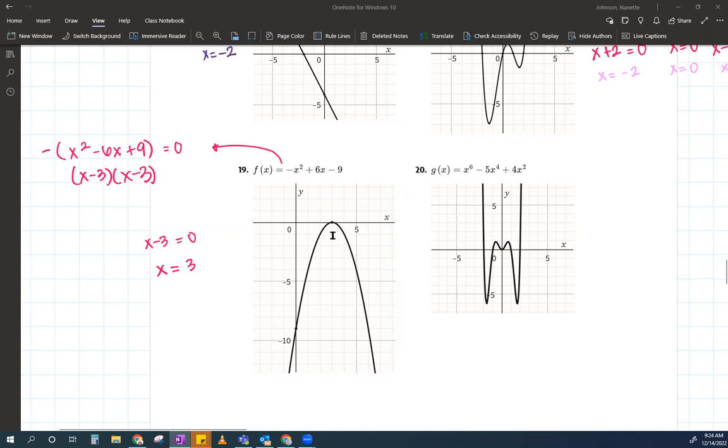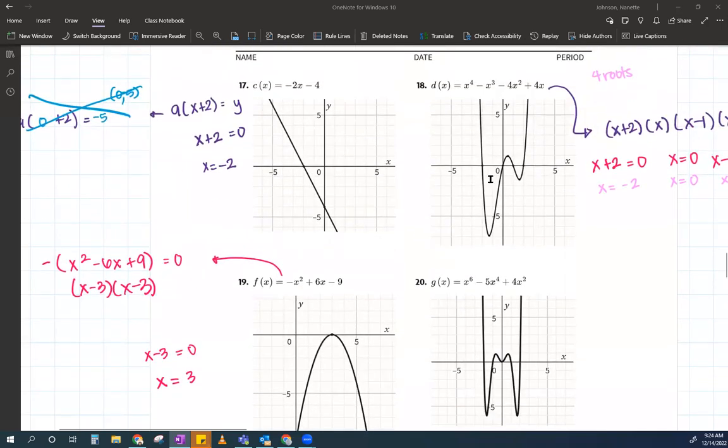Now I could tell as a mathematician that this is a double root. Sometimes we call it a double root. The reason why I could tell this is a double root is because how it approaches the x-axis looks like a parabola. Do you see this? It doesn't go through the x-axis. It approaches it just like a parabola, and then it comes back down. So this is telling me that this is a double root.